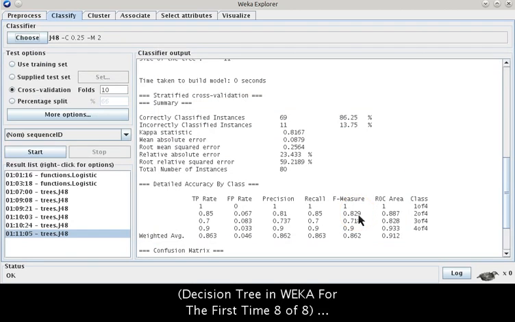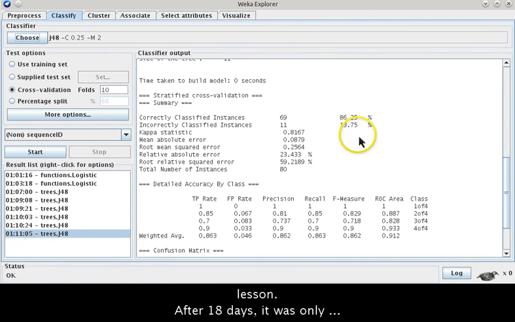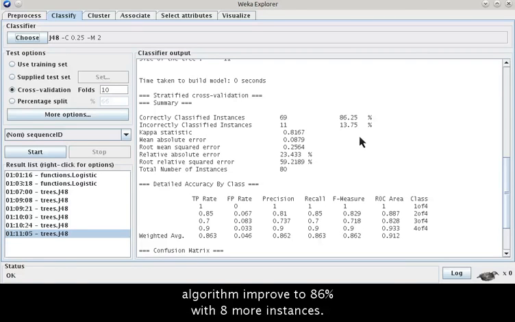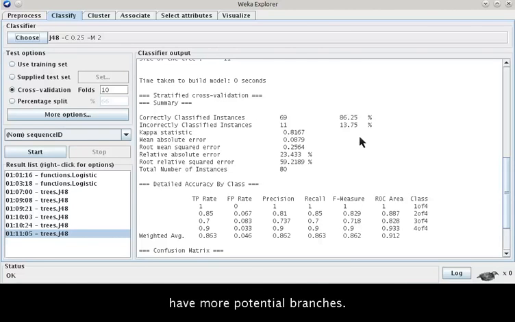And along those lines, Decision Tree showed me another introductory Weka lesson. After 18 days, it was only 83% accurate. I saw this Decision Tree algorithm improve to the 86% with 8 more instances. So we can assume with more instances or more attributes, this tree will have more potential branches and get more and more accurate.